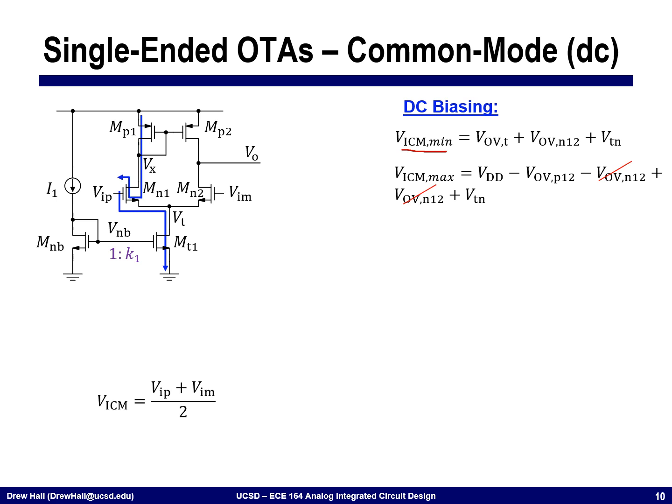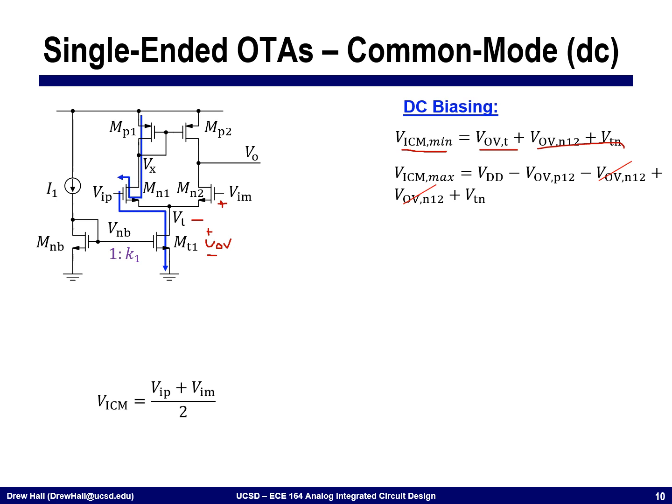Okay? And so the best way to approach this is to think about what is the minimum voltage that I need to keep MT1 in saturation. That's 1 VOV. And then I also need a VOV plus a VT in order to keep the input pair in saturation. And so that's where I get VOV tail plus VOV N12 plus VTN.